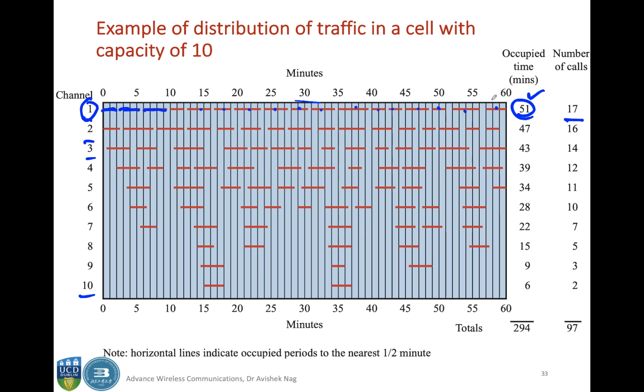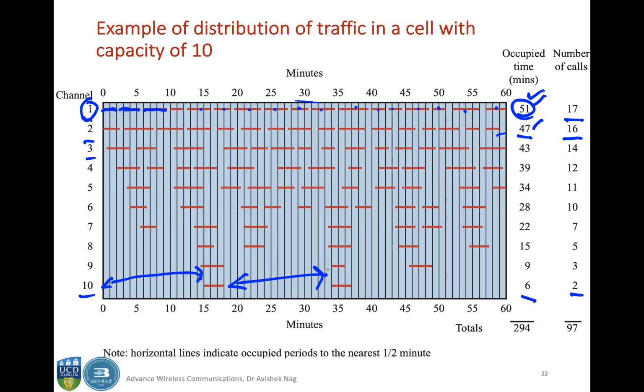In this way, every channel has some occupancy for a certain duration of time, and then the channel is idle. In this second channel, you have 47 minutes of total call occupancy time and a total of 16 calls. So these channels are very highly occupied: out of 60 minutes, 51 minutes are occupied, 47 minutes are occupied, as compared to this case where the channel is only occupied for 6 minutes, there are only 2 calls, and the remainder of the channel is empty. So there are a lot of empty slots here.